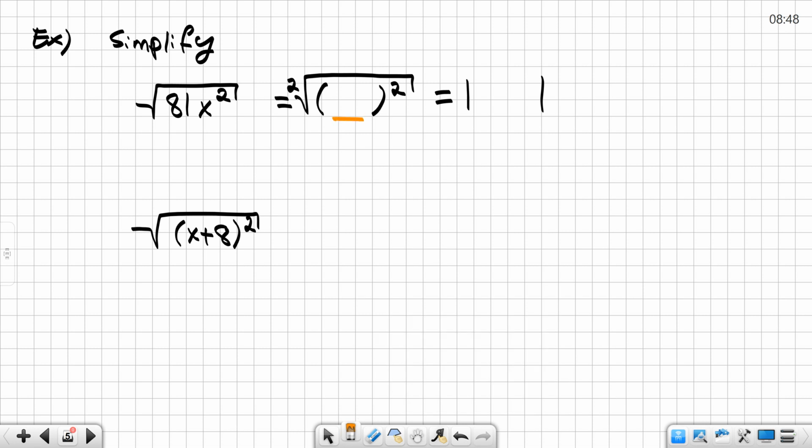So what do I have to put in here so that if I go backwards, I will get 81x squared again? That will be 9x. 9x squared is the same thing as 81x squared. So in other words, now it's just a matter of writing it down. The answer is the absolute value of 9x.